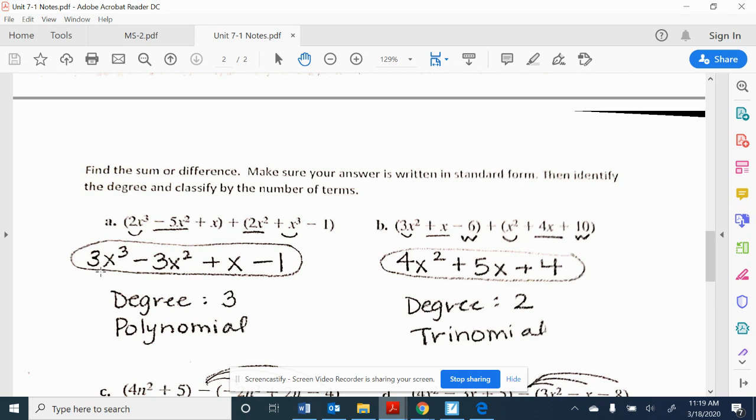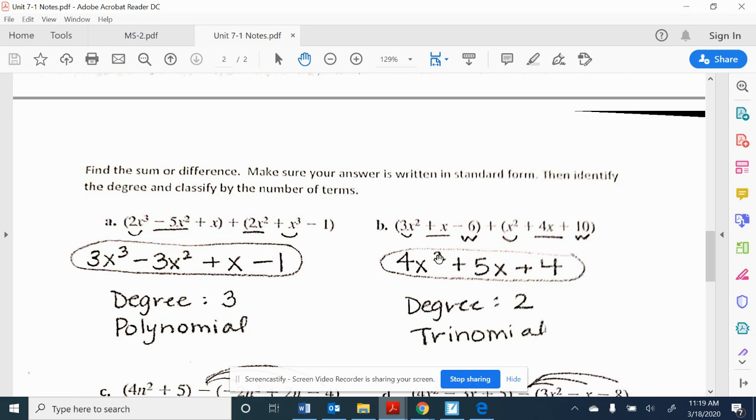This term, what's the degree? Well, there's an exponent with the x, and that's 3. That's a degree 3. X to the second, that's degree 2. X, that's degree 1. Negative 1, that's degree 0. So I have 3, 2, 1, 0. What's the highest degree? It's the first one, degree 3. That's why we say this is a degree 3 polynomial.